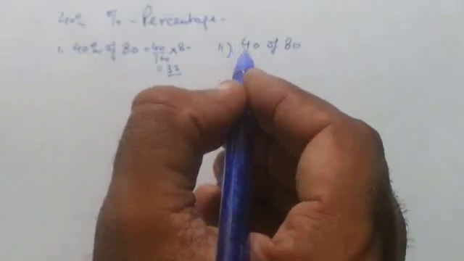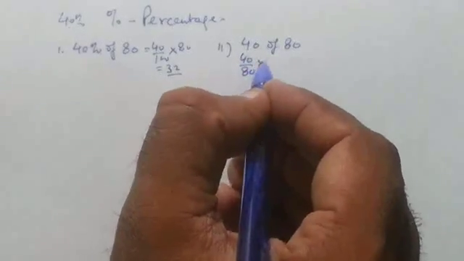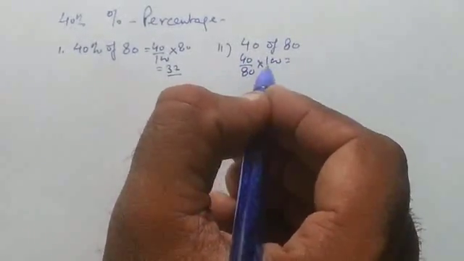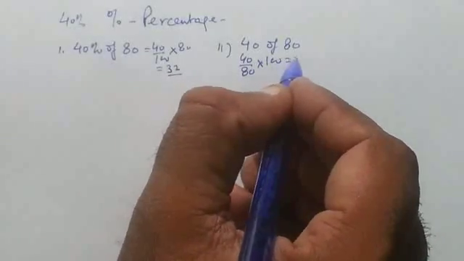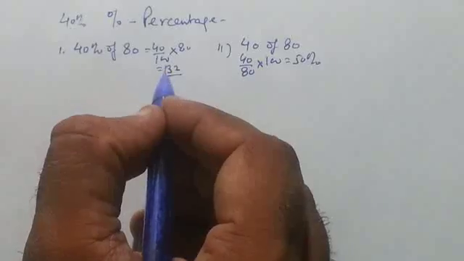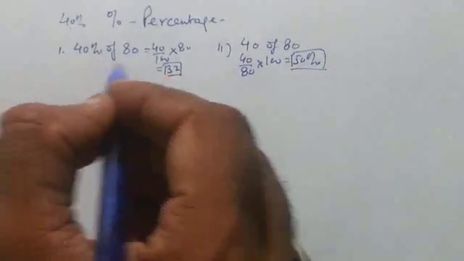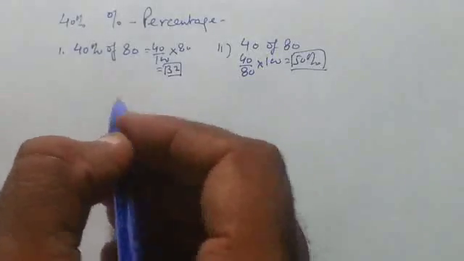And second, what percent is 40 of 80? I have to multiply by 100 and I'll be getting an answer over here that is equal to 50%. So in the first case, I have found out the value. In the second case, I have found out the percentage. So this is the difference between these two questions.